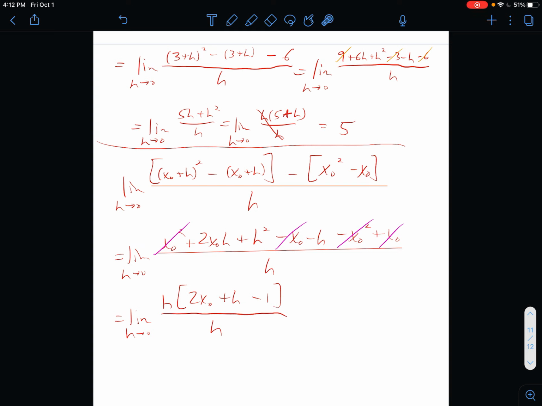So I factored out the h from here and here and here, and then that cancels with the one in the bottom. I love to plug in, and I'm only plugging in for h. So I get 2x naught plus 0 minus 1. And we'll notice that's consistent with what we did before. If I plugged in 3 here, I would get 5.